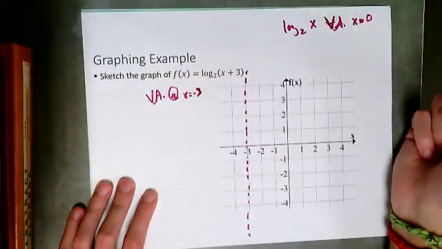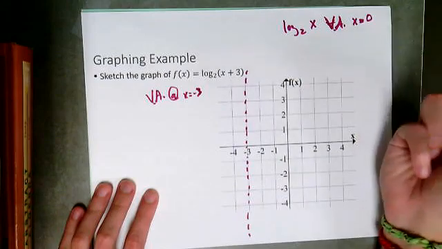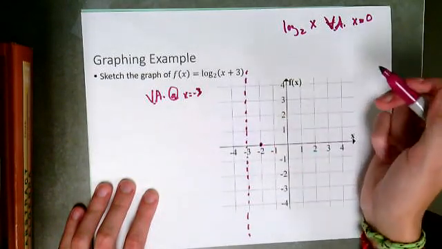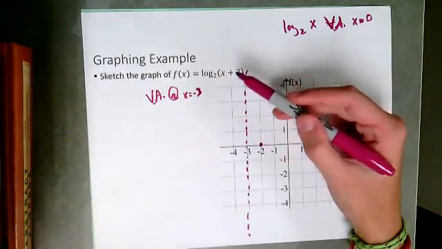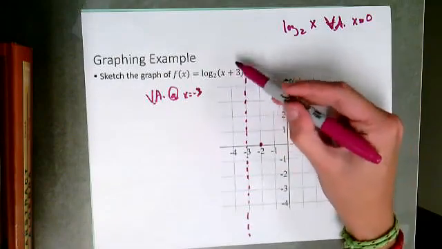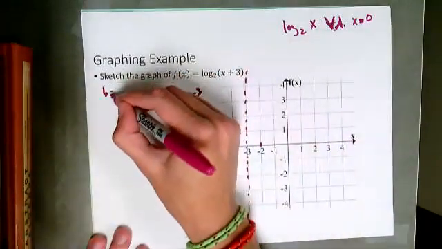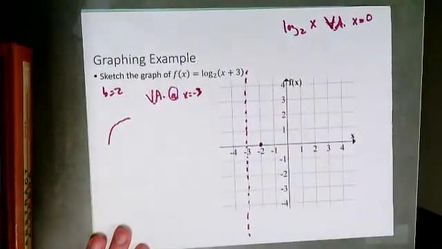Negative 3. It also has a 0 at negative 2, right? You're trying to find out when log base of anything of 1 is equal to 0. So what makes this inside 1? 0. And also, our b value is 2, so it's going to have this general overall shape-ish.